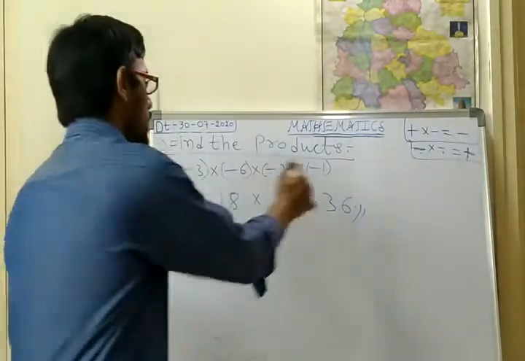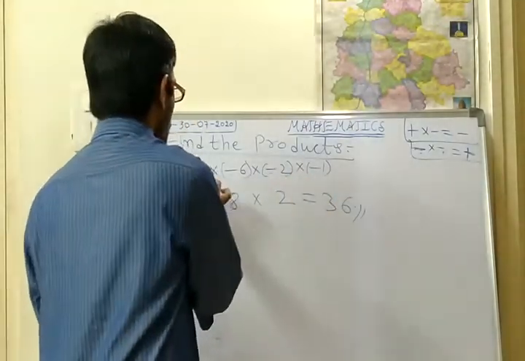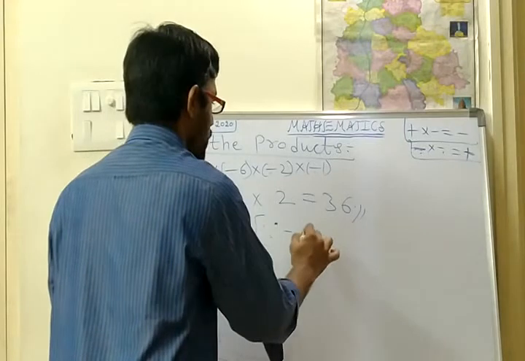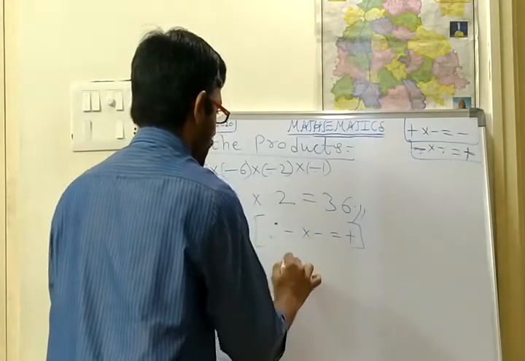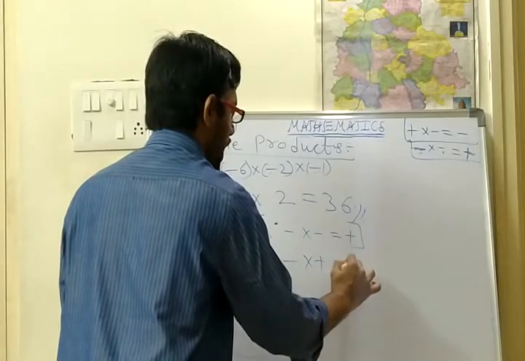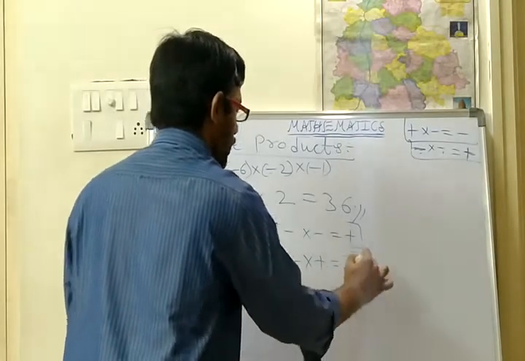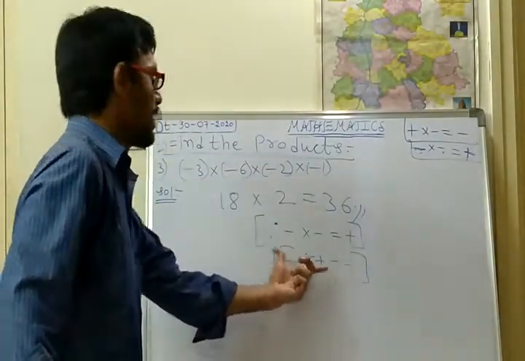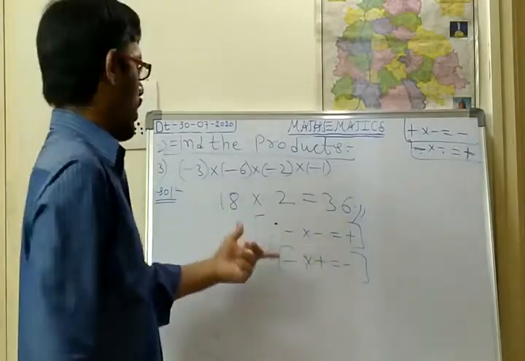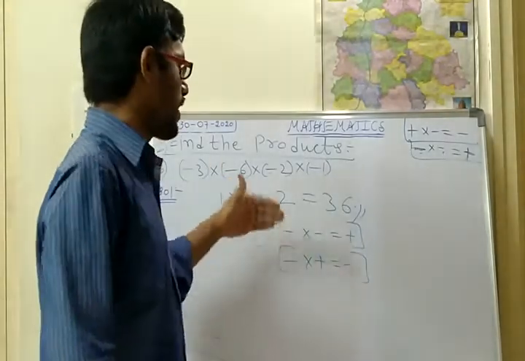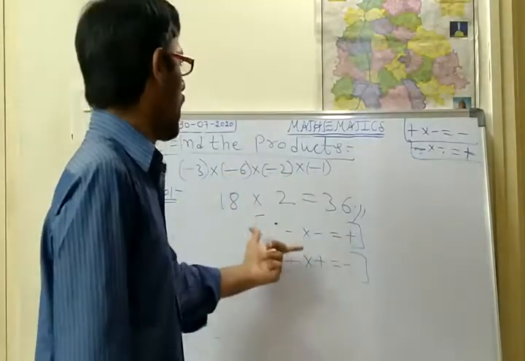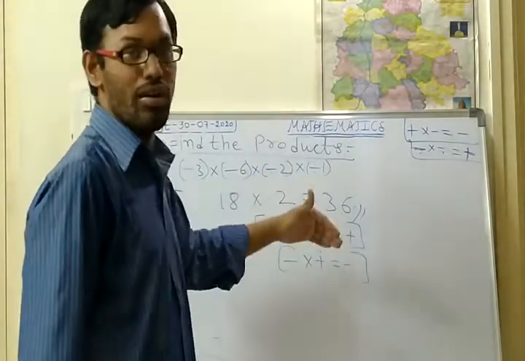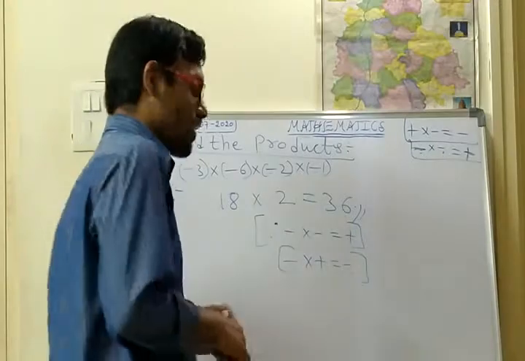In this problem, for every problem you have to write that minus into minus is equal to plus, and minus into plus is equal to minus. Whatever formula we have applied in the problem, you should write it. Because by seeing this, whoever is doing the correction will understand that this student has a good idea about solving problems, and you will also understand it more conceptually. Like this you have to do.